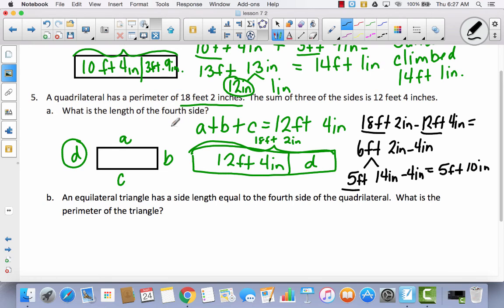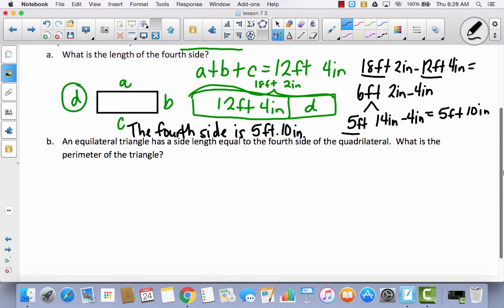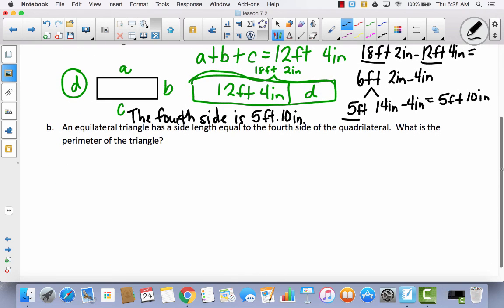So what is the length of the 4th side? So I'm going to have to write it over here because I'm kind of out of room. The 4th side is 5 feet, 10 inches. All right, one more here. An equilateral triangle has a side length equal to the 4th side of the quadrilateral. What is the perimeter of the triangle?